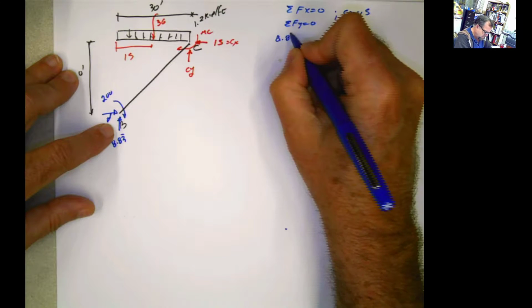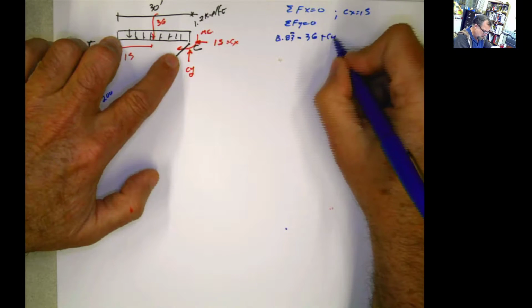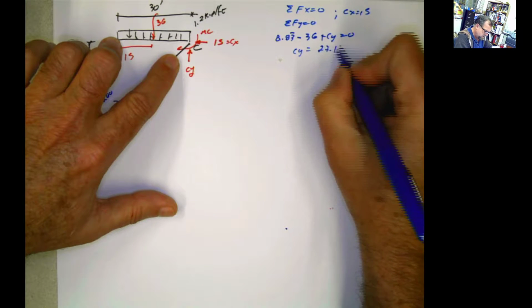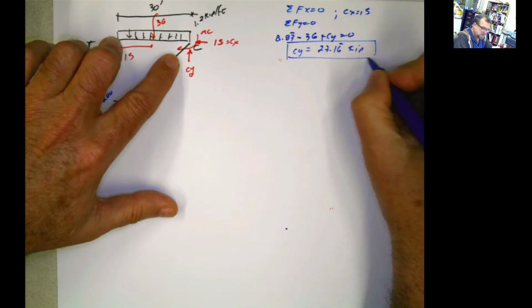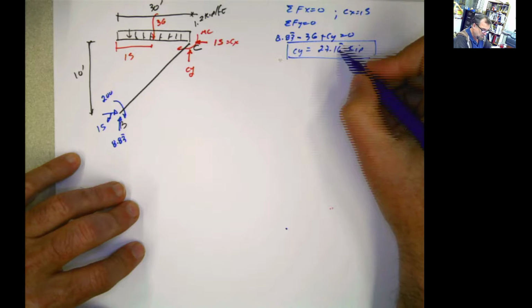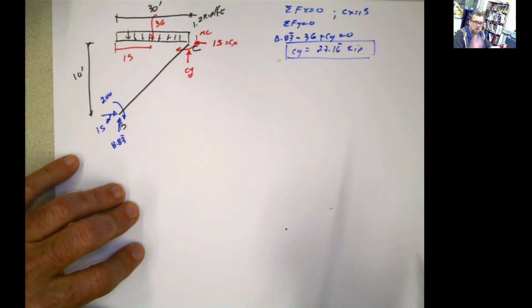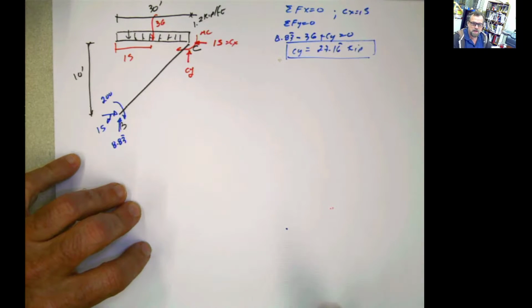8.83 minus 36 plus Cy equals 0. Cy equals 27.16 kips. Guys, please, when you put this in the calculator, don't put 8.83. I mean, it might be my OCD talking here, but put everything, 8.83333333. You don't do the calculation. The calculator does that for you.